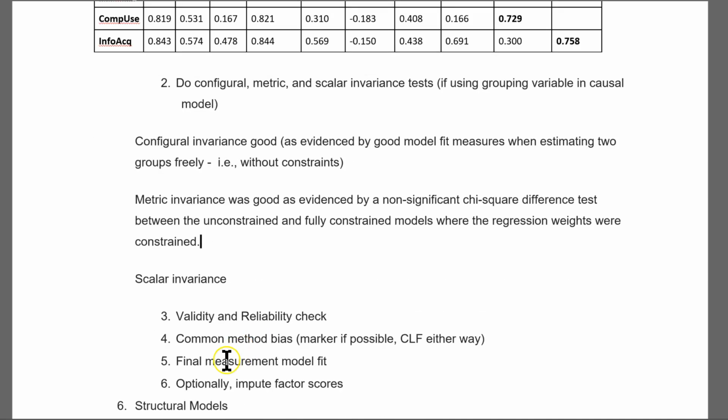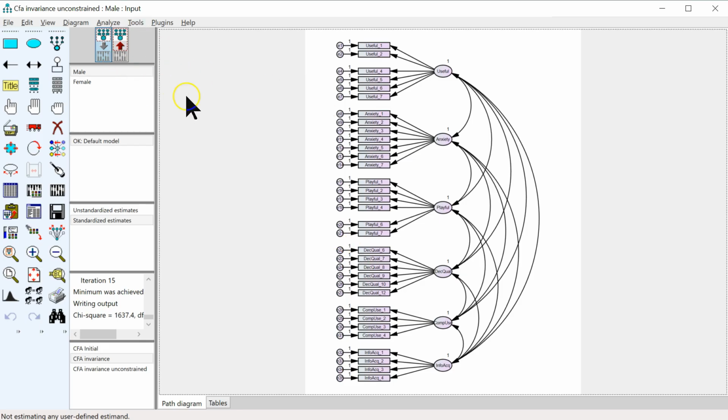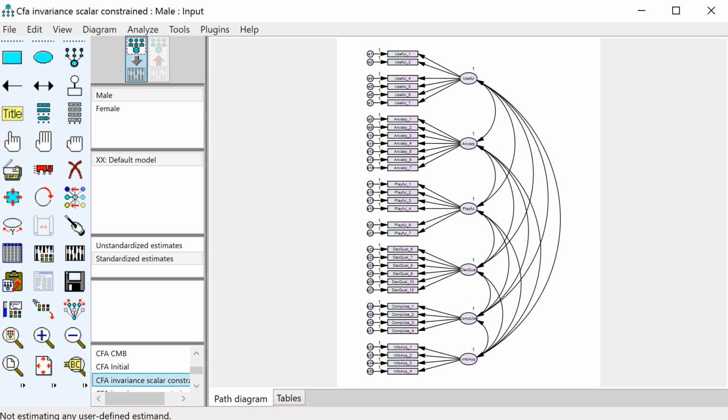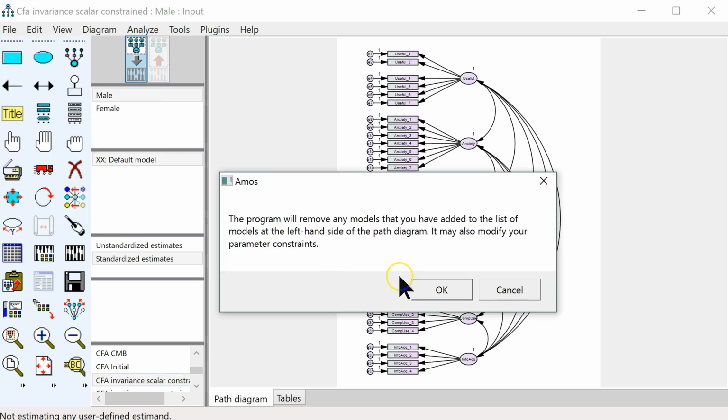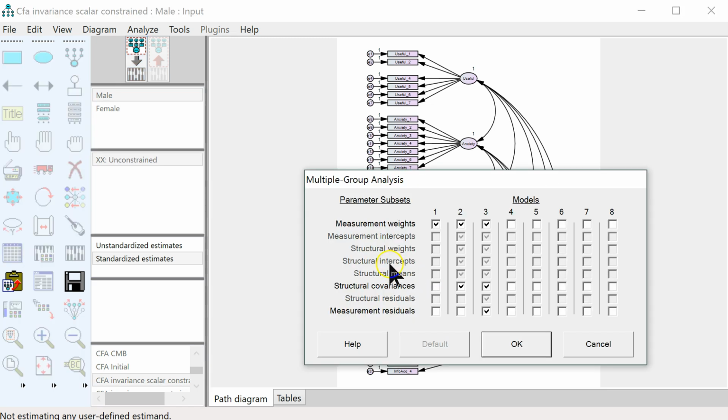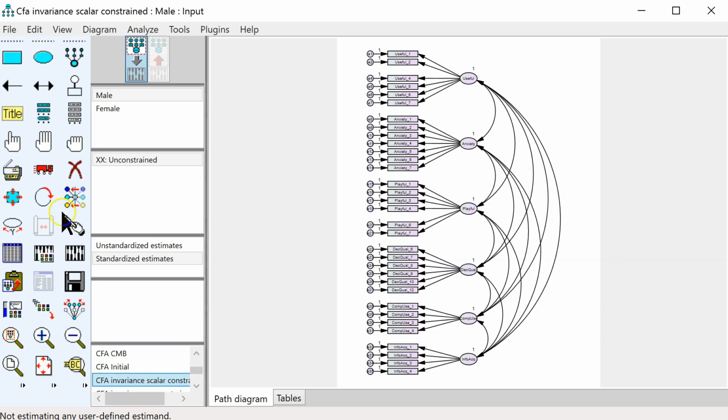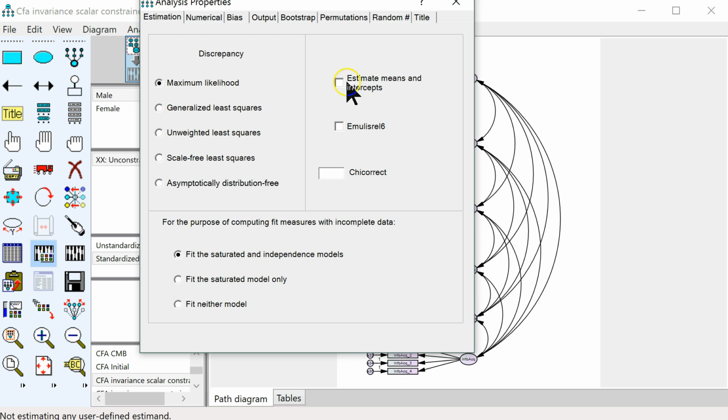All right, scalar invariance, that's where you constrain the intercepts. For scalar invariance, the easiest thing to do is to do a multigroup model. So if we go to analyze and multigroup analysis, and yes, hit the OK, and make sure it is estimating intercepts. I don't know if it is. Let me hit cancel for a sec. To make sure it's going to estimate intercepts, go to the analysis, go to estimate means and intercepts.